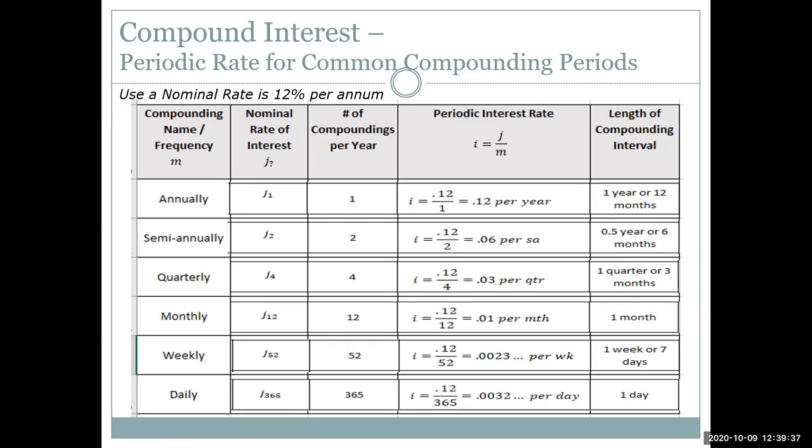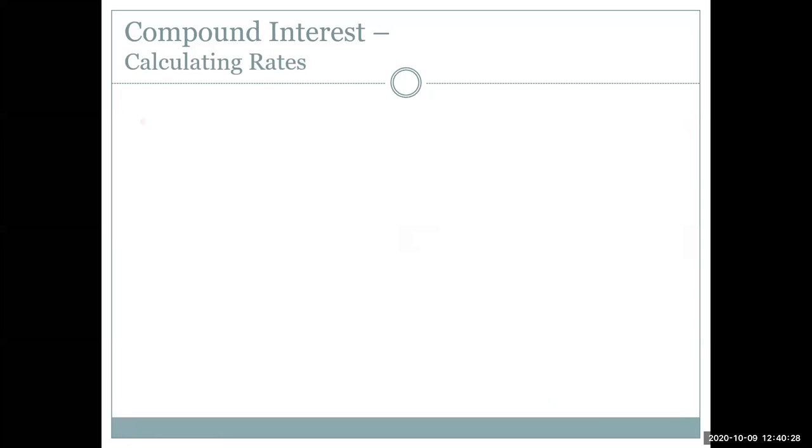Then we could look at daily compounding, where every day we would get interest. There are 365 days each year, which would be the standard. J365 is the symbol for the nominal rate. The periodic rate per day would be the 12% divided by 365, which equals 0.032 with all the decimals, per day. Our compounding interval is 1 day. Just as a word of recommendation, I always recommend to my students that when you're writing down your periodic rate, include the per year, per semi-annual, per quarter, per month, per week, or per day, just so that you stay clear. Let's keep going and calculate some rates.